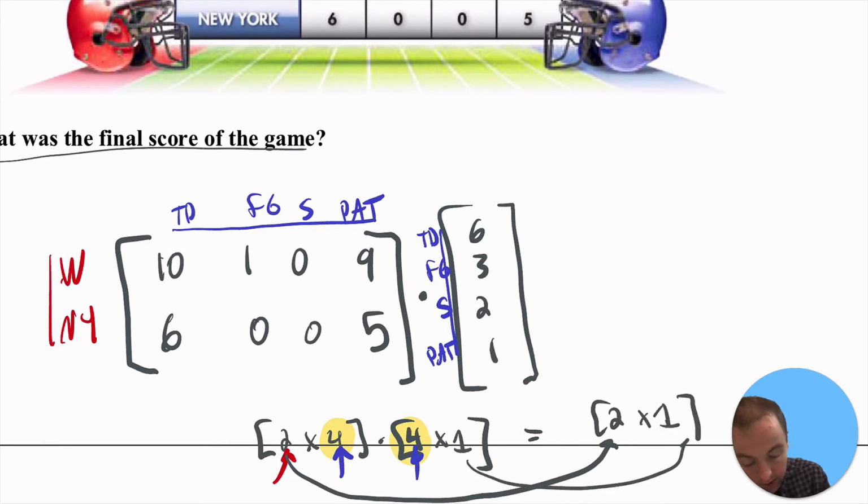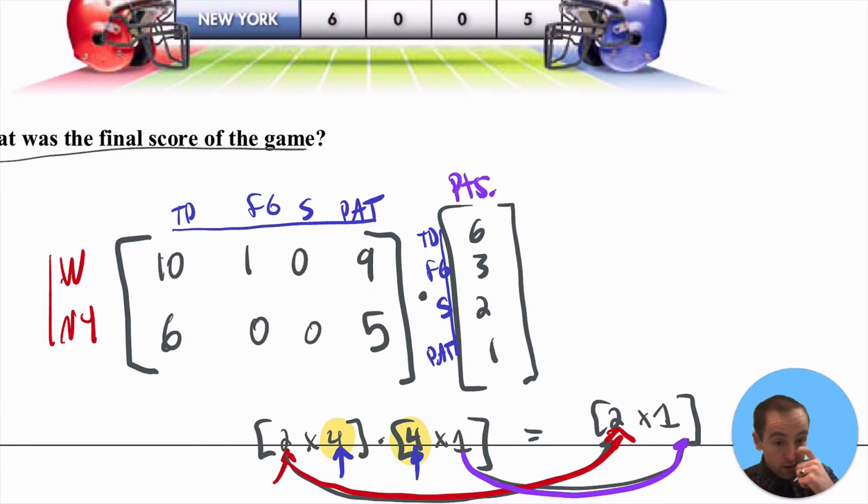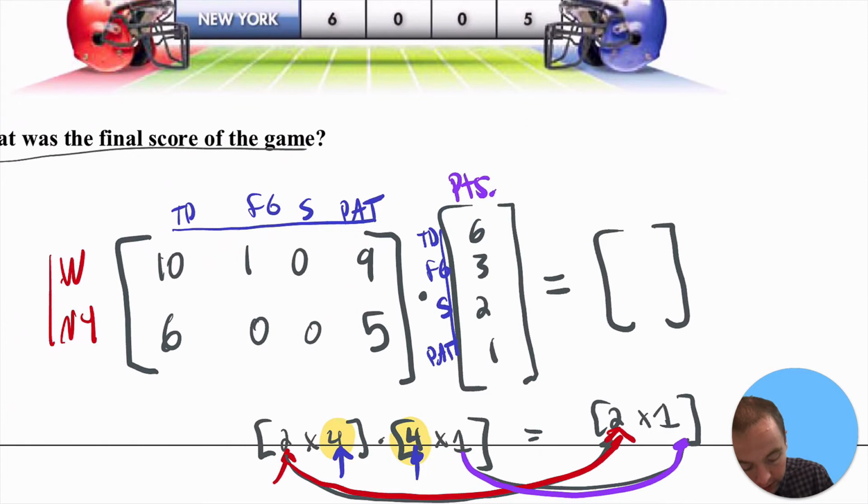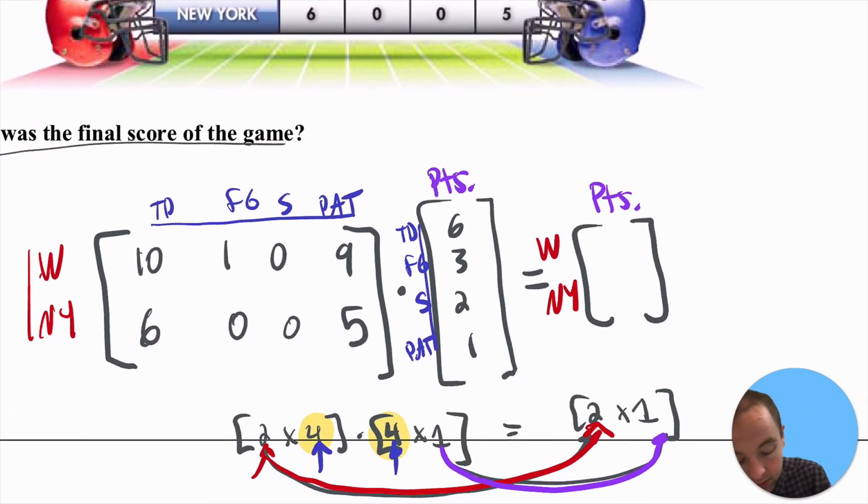What we should expect is that, because this 2 carried over, it corresponds to the same 2 teams, Washington and New York. And if we treat this 1 as the points that each thing is worth, that is going to carry over as well. So when we get our final answer of 2 rows and 1 column, we should expect the same labels for the 2 rows, Washington and New York, and that same label of points for the 1 column. So we should get the total number of points for Washington and the total number of points for New York, and that's exactly what's going to happen here.